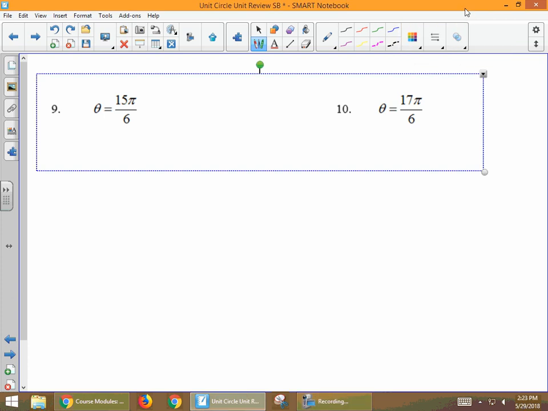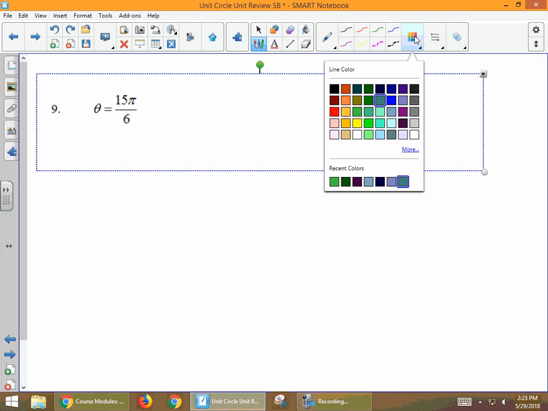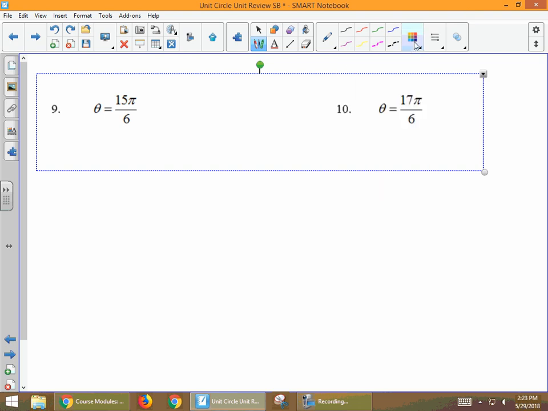For number 9, we're given an angle of 15 pi over 6. We do need to do some work to that to get that angle on our unit circle. I'm going to start by subtracting 2 pi. And 2 pi and 6, 6 times 2 is 12. So we're going to subtract 12 pi over 6.